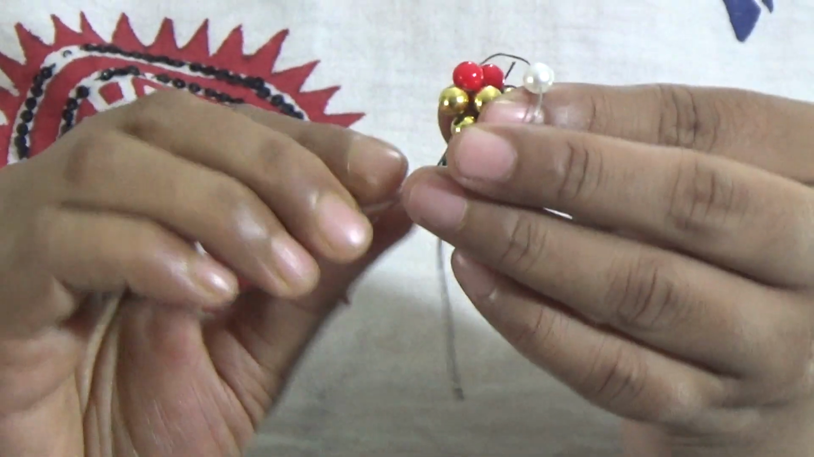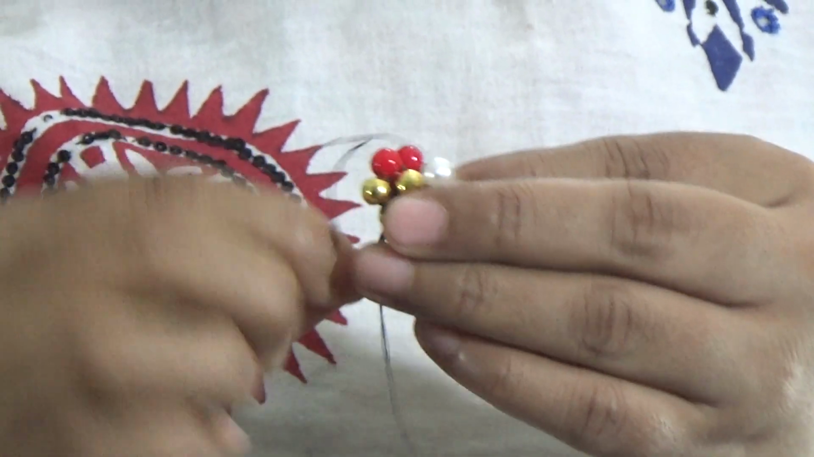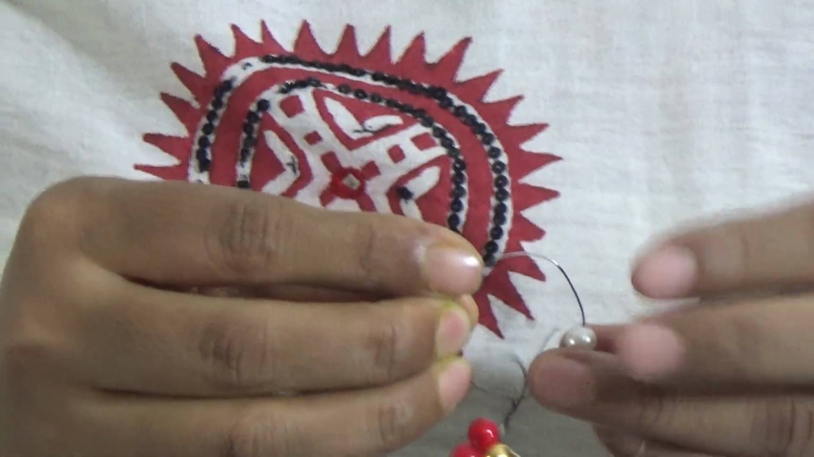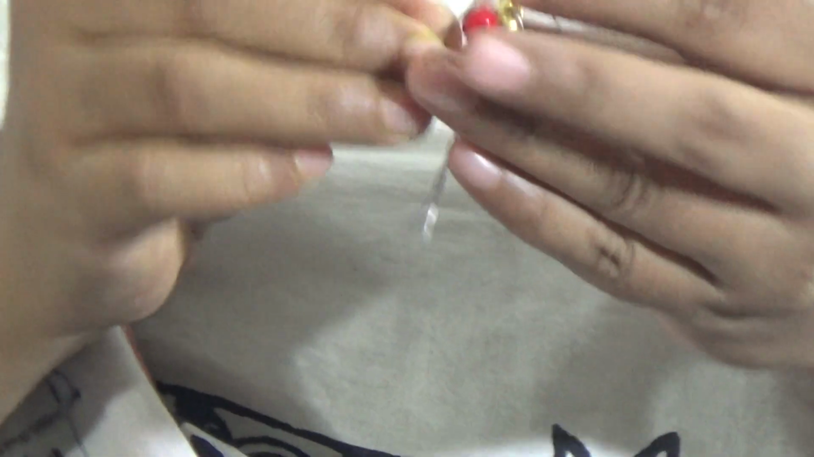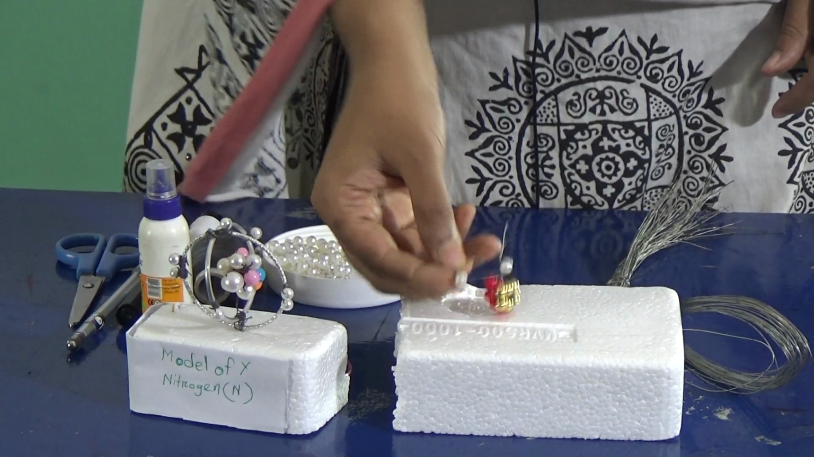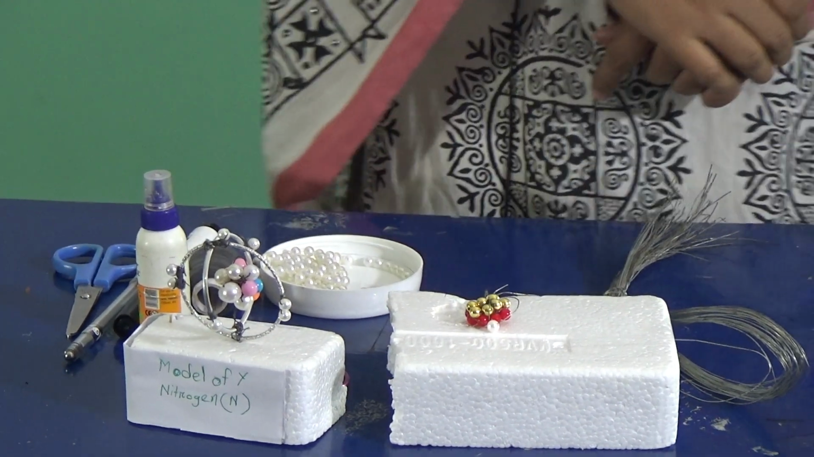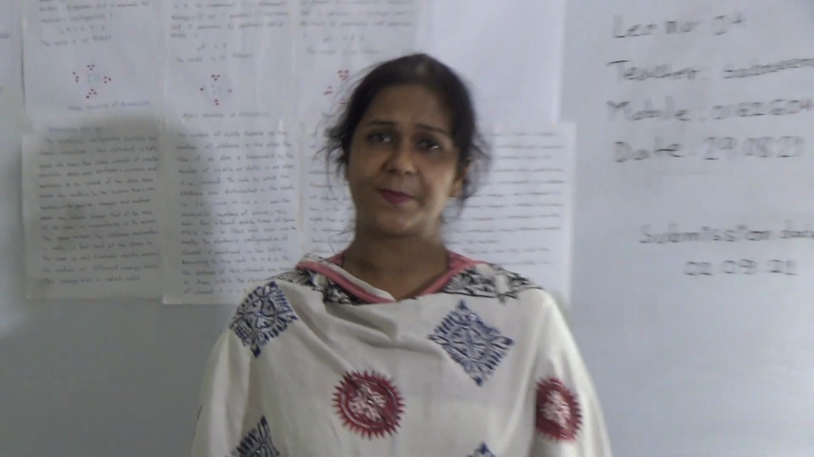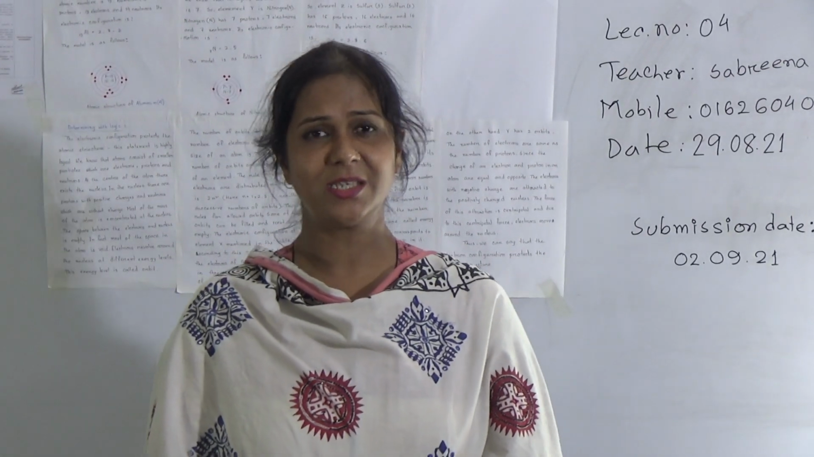After joining the 2 orbits with the respective number of electrons, we can attach this wire on the cork sheet. Okay students, you have to make the model by using wire in this way, and you have to write the name on paper and attach it to the cork sheet. You have to submit it with your assignment paper. So do this assignment and submit it on 2nd September, which is your submission date. Thank you. Allah Hafiz.